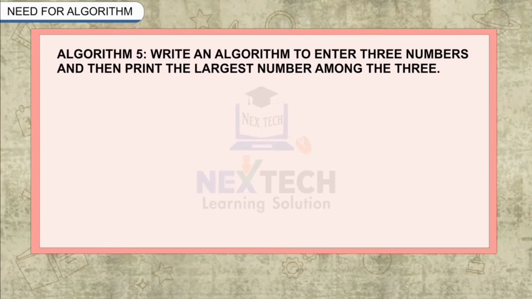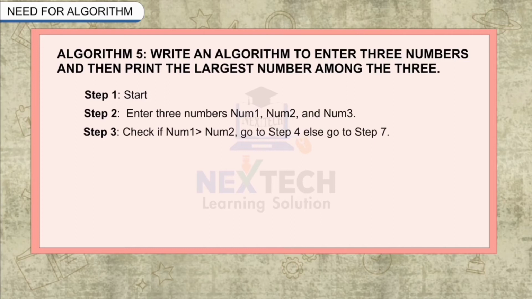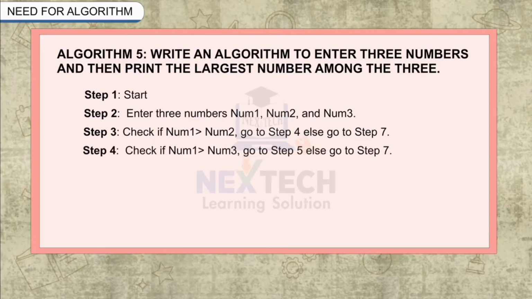Write an algorithm to enter 3 numbers and then print the largest number among the 3. Step 1, start. Step 2, enter the 3 numbers num1, num2 and num3. Step 3, check if num1 is greater than num2. If yes, go to step 4, else go to step 7.